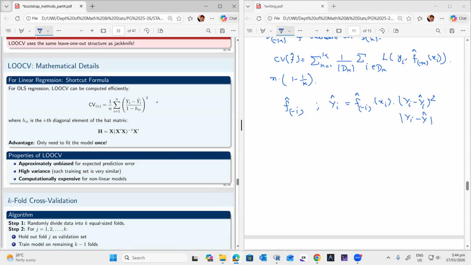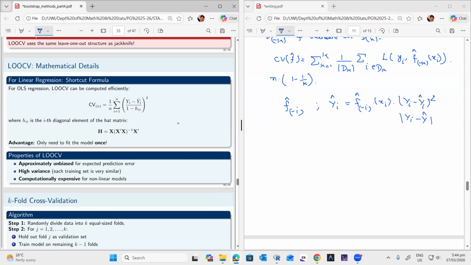For linear regression, the shortcut formula is that for ordinary least squares regression, LOOCV can be computed efficiently by CV_n equals 1 upon n, summation i equals 1 to n, of (y_i minus y_i cap, that is the predicted value) divided by (1 minus h_ii), where h_ii is the diagonal element of the hat matrix. All right, so this is the formula.